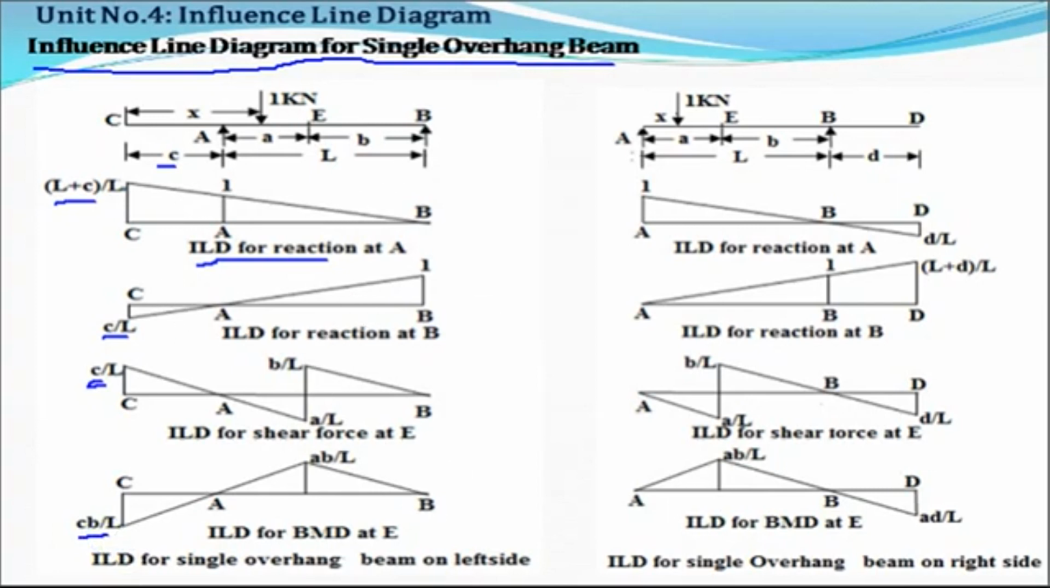Okay. Now this was an influence line diagram for single overhang beam on the left hand side. Okay. Same way, this is influence line diagram for single overhang beam on the right hand side. Okay.